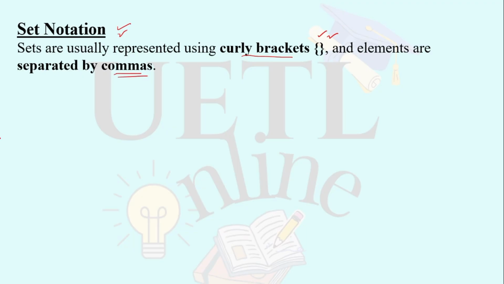Let's say we have a set, set A. It consists of whole numbers less than 10. So you can say 0, 1, 2, 3, 4, 5, 6, 7, 8, 9. Whole numbers less than 10. They end here.